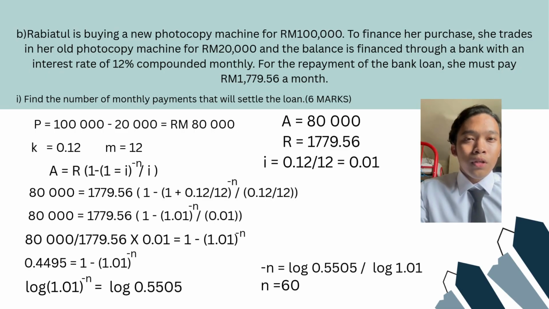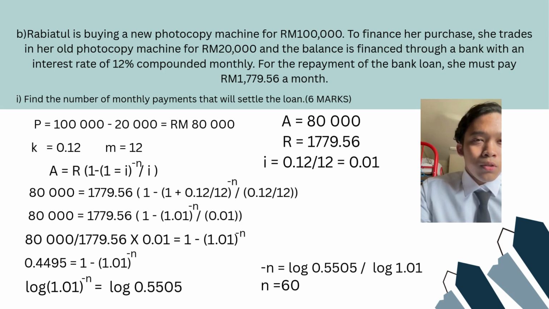Thank you. For case study 2B part 1, Rebecca is buying a new photocopy machine for RM100,000. To finance her purchase, she trades her old photocopy machine for RM20,000 and the balance is financed through a bank at an interest rate of 12% compounded monthly. For the repayment of the bank loan, she must pay RM1,779.56 a month. First, the principal amount is calculated as P equals RM100,000 minus RM20,000 equals RM80,000.